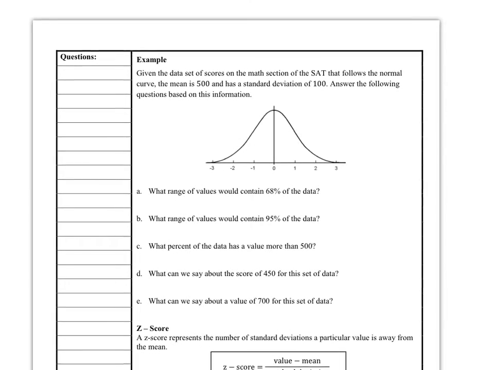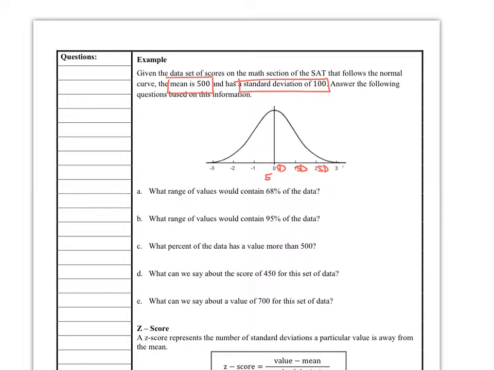So it says, given the data set of scores on the math section of the SAT that follow the normal curve, the mean is 500 and it has a standard deviation of 100. So I'm going to put some scores right on this bell curve right here. These 0, 1, -1 are standard deviations. 0 standard deviations, 1 standard deviation, 2 standard deviations, 3 standard deviations. Same thing on the left side. 1 standard deviation to the left, 2 standard deviations to the left, and 3 standard deviations to the left.